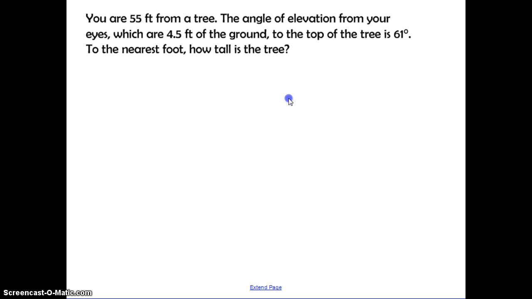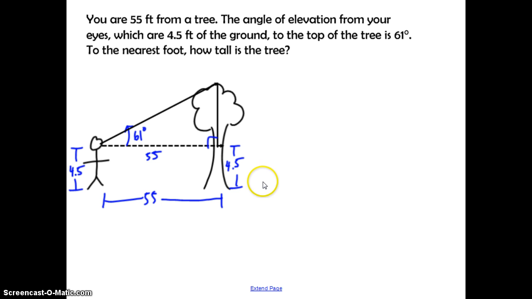Here's another problem, and I want you to again pause, draw the picture, and then when you're ready, check back with me to see if your picture matches, okay? Okay, so hopefully your picture matches something like mine. You have the person, and then you have the tree. They're 55 feet apart, and the person's eyes are 4.5 feet above the ground, which matches this measurement. And then this is also the same as the 55.